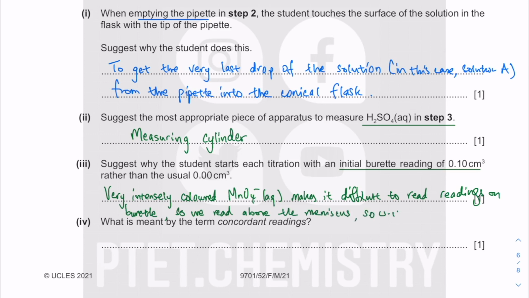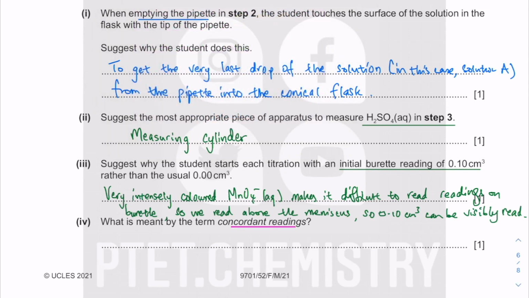So 0.10 cm³ can be visibly read, I guess. Okay, so you can read the 0.10 cm³ visibly, but if you fail to 0.00, you can't read anything above it at all. Okay. Now, what is meant by concordant readings?